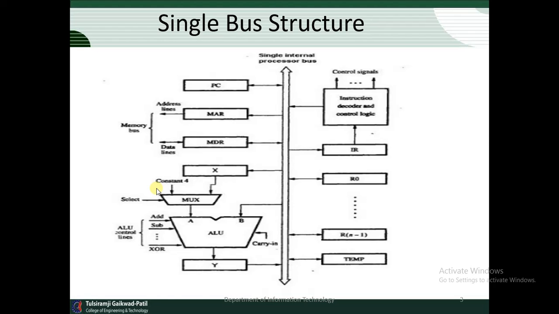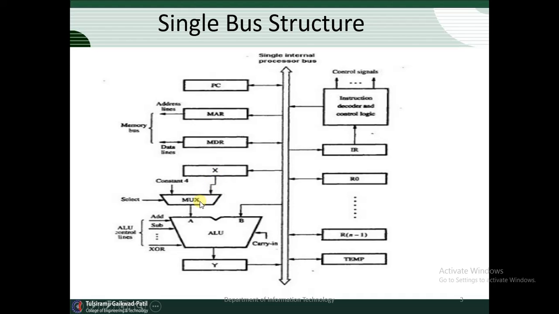Now the next block is instruction decoder. Instruction decoder takes that instruction, which is stored in the instruction register, and generates the control sequence or control signals for the related instruction and sends it to the central processing unit.